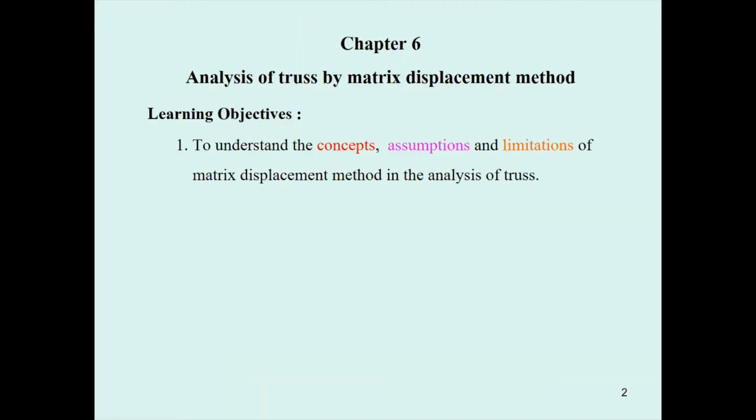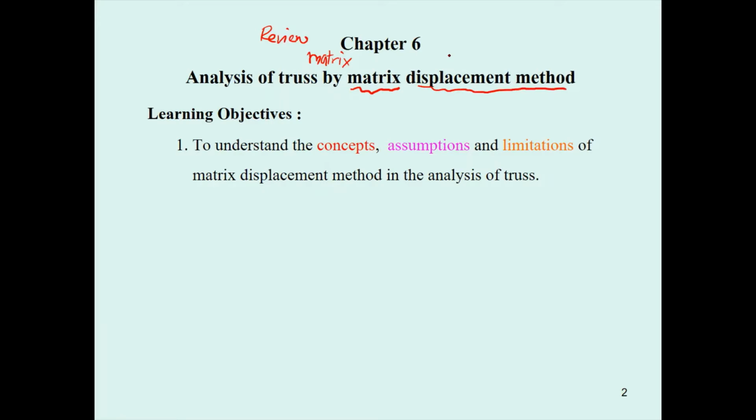Okay, let me start chapter 6 on the matrix displacement method. The name of this method implies that you are supposed to go back and review the mathematics called matrix. I will not go through this, but it's your duty to review it. And then we're talking about the displacement method.